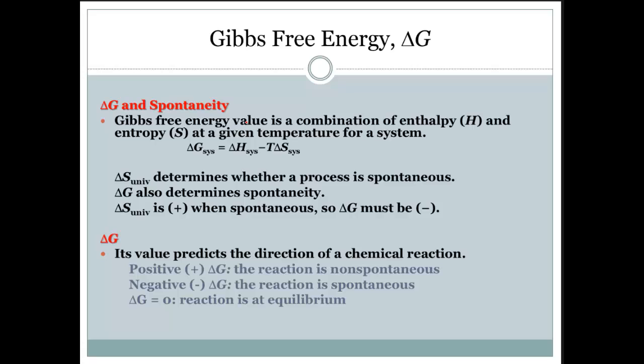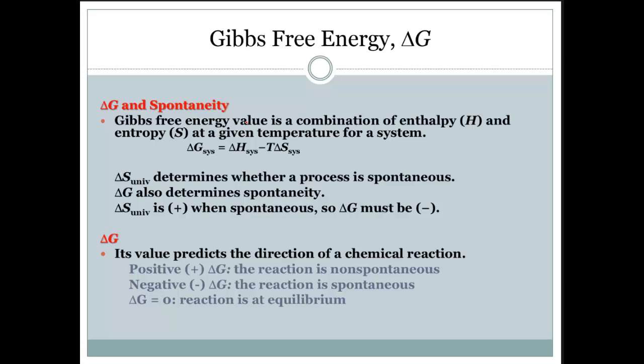So let's talk about spontaneity a little bit more. Gibbs free energy value is the combination of enthalpy and entropy at a given temperature for a system. Delta G of the system is equal to delta H minus T delta S. Delta S of the universe determines whether the process is spontaneous. Delta G also determines spontaneity. If delta S of the universe is positive, the process is spontaneous, but delta G must be negative.